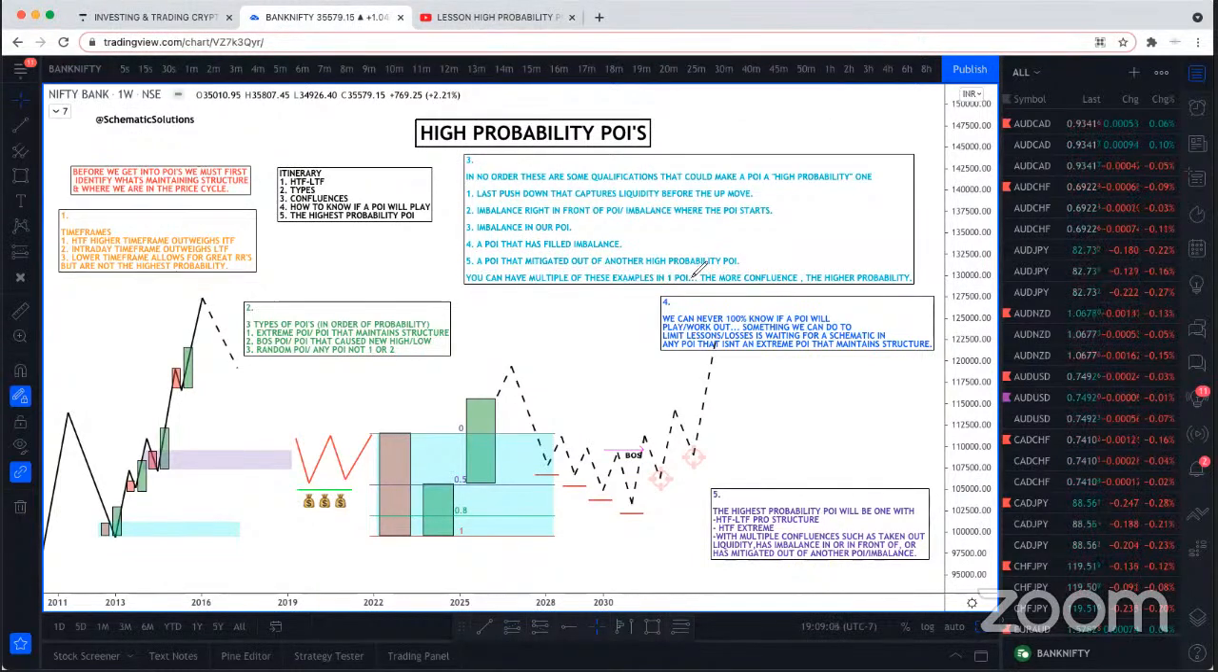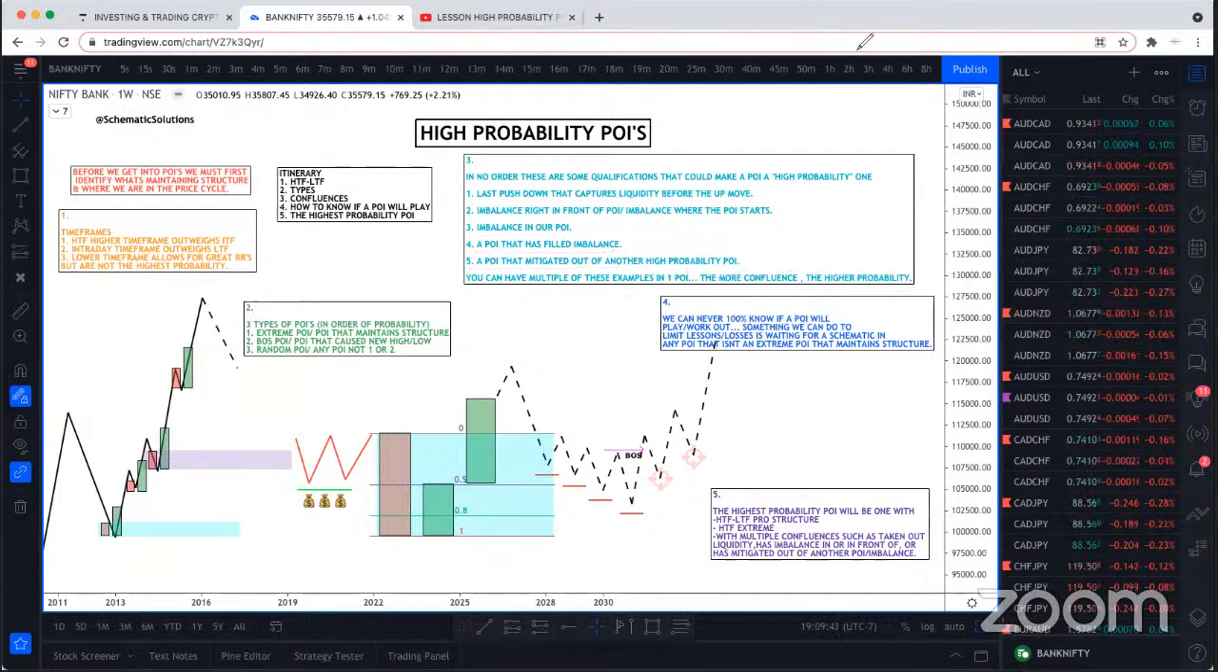So the more confluence we have, the higher the probability. Let's say we have a point of interest and we have imbalance inside of our point of interest. We have a point of interest that's filled imbalance and also mitigated out of another point of interest. And let's say literally just those three things. These three things would be a higher probability than if you were just looking at the last push down before the up move. And that's where our confluence comes into this.